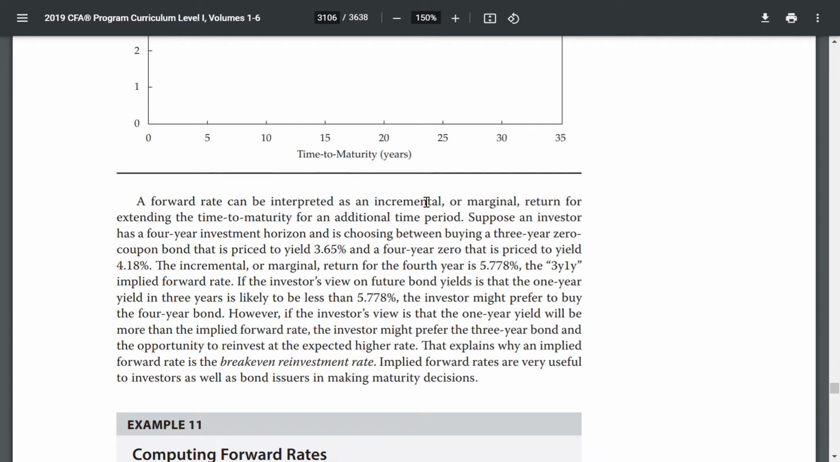If the investor's view of future bond yields is that the 1-year yield in 3 years is likely to be less than 5.778%, the investor might prefer to buy the 4-year bond. However, if the investor's view is that the 1-year yield will be more than the implied forward rate, the investor might prefer the 3-year bond and the opportunity to reinvest at the expected higher rates. This explains why an implied forward rate is the break-even reinvestment rate. Implied forward rates are very useful to investors as well as bond issuers in making maturity decisions.